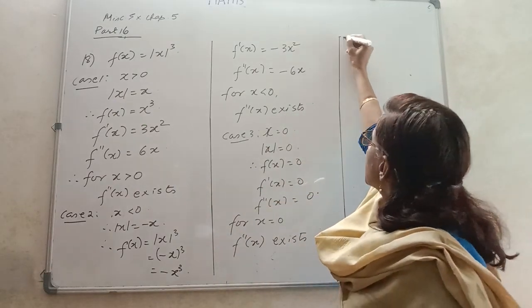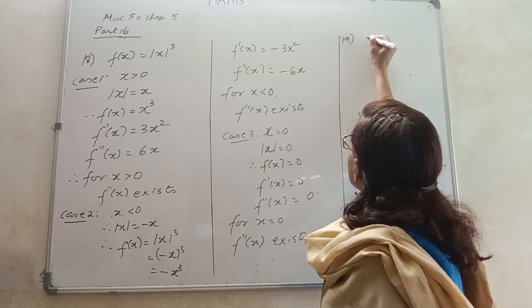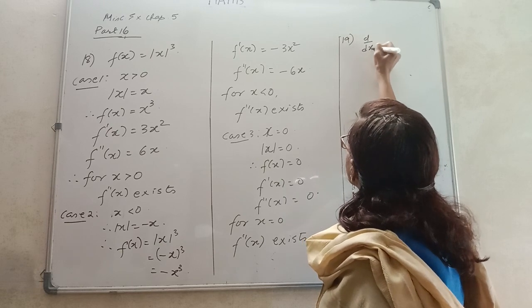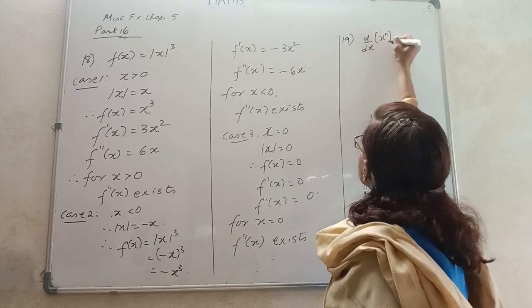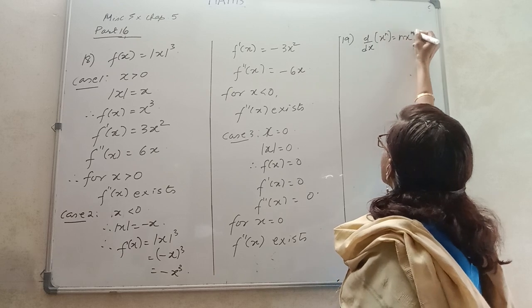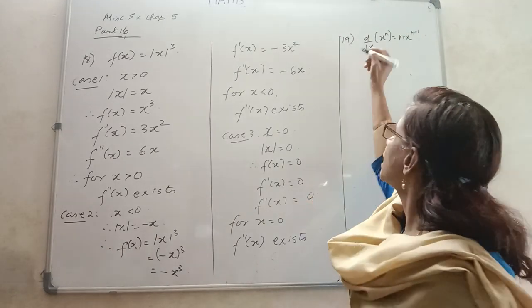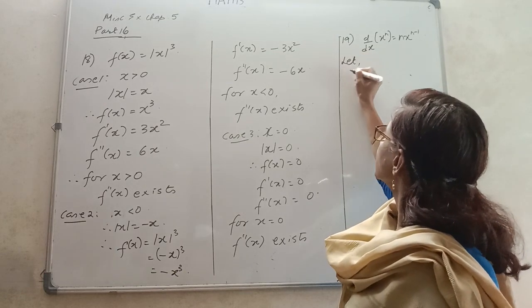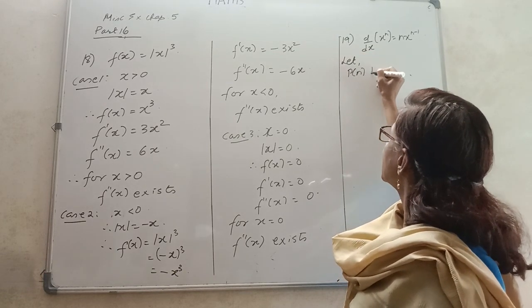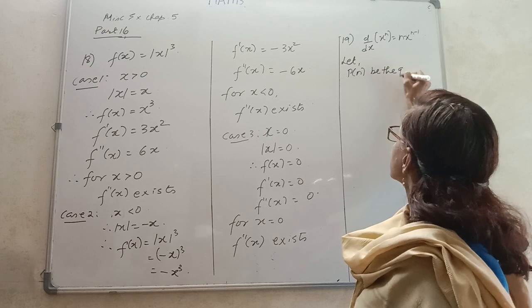The question is question number 19. They tell us that d by dx of x raised to n is n x raised to n minus 1, and we have to show this. This is the statement that we have to show. For our convenience, we always call this statement Pn. Let Pn be the given statement.